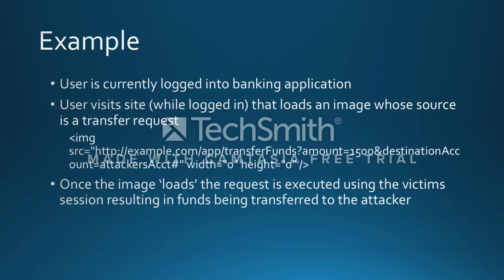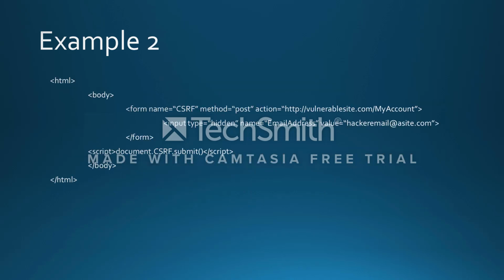Now, you wouldn't necessarily be aware that this is happening since the image itself has a width and a height of 0, meaning that it's essentially invisible. However, that resource is loaded onto the page, causing the action to execute. At that point, if there's no other authentication that's taken place on the server side, then the command will be successful and you will have been essentially robbed of $1,500. Example two is purely a code-based example.